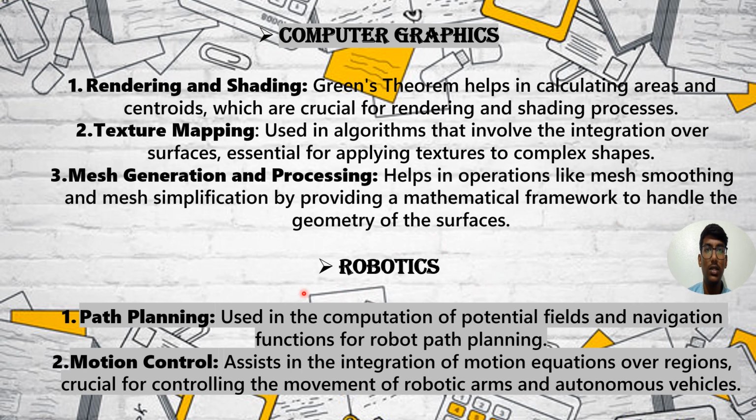Robotics. Path planning: used in computation of potential fields and navigation functions for robot path planning. Motion control: assists in integration of movement equations over a region, crucial for controlling the movement of robotic arms and autonomous vehicles.